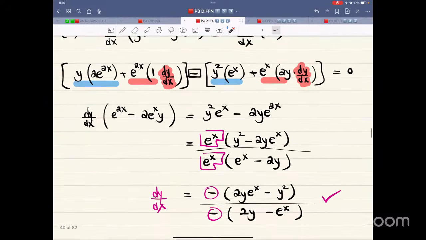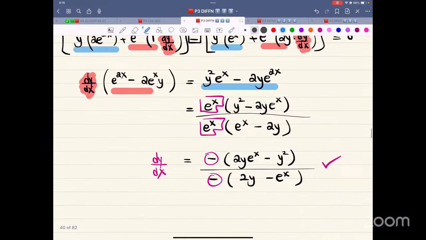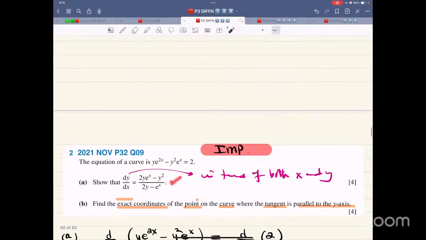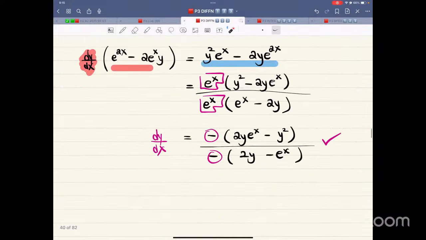All the terms with dy by dx, take it on the left-hand side. All the terms without the dy by dx, take it on the right-hand side. And then we divide. The minus sign also cancels out. You need to give it exactly in the form that the examiner has asked, even if it means taking the negative sign common and then canceling it out.